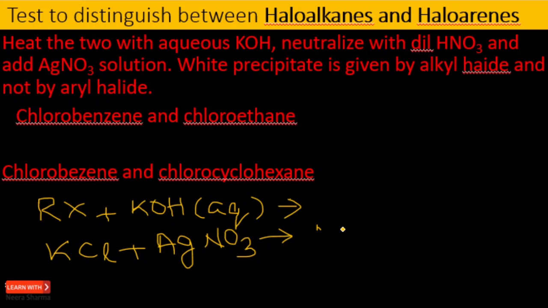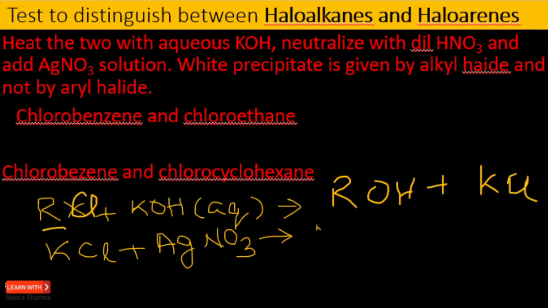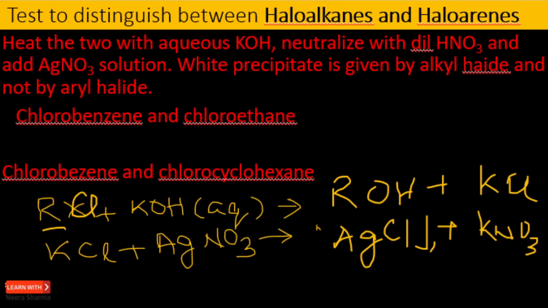So what happens? Suppose I am taking RX and aqueous KOH, what do we get? I'll get ROH and KX. Suppose I am taking this as Cl, you will get KCl. So KCl reacts with AgNO3 forming AgCl precipitate, which is a white precipitate, and KNO3. So you will get a precipitate in case of an alkyl halide and no precipitate in case of an aryl halide.